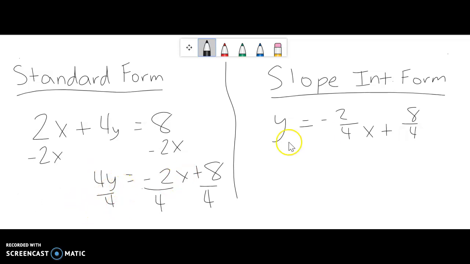I just made this a y over here, and I will show you the simplification over here. Negative 1/2 x plus 2. So you simply just move your x over and then divide by whatever's in front of y to convert from standard form to slope-intercept form.